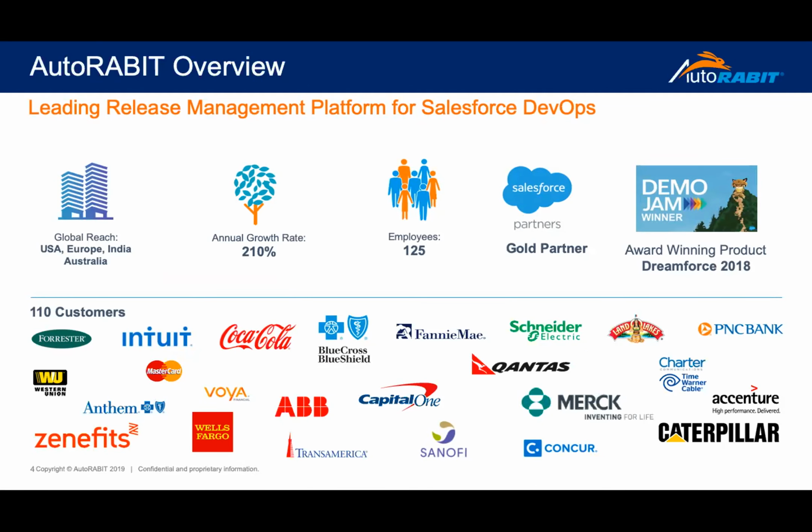Great. Thank you, Mike, and welcome, everyone. I thought I'd start out with a quick overview of AutoRABIT for those of you not familiar with us. We have made our name in the DevOps arena for Salesforce, and we're the leading release management platform for Salesforce DevOps. As you can see below the line there, we have several big brands that we are working with. There are many other customers that we're also working with today, and those companies have trusted their mission critical applications with AutoRABIT in terms of the DevOps process. We are a gold partner with Salesforce, and we are also a recent winner of the Demo Jam where our product stood out above others in terms of its overall capability.